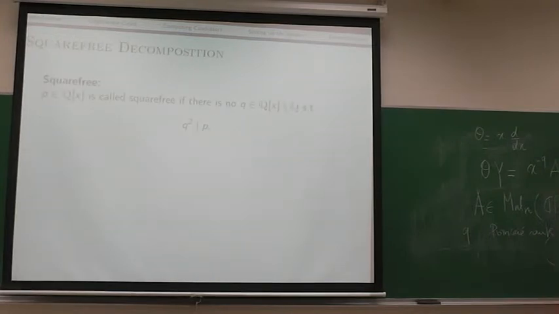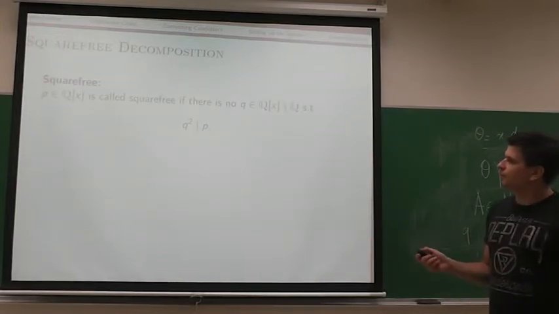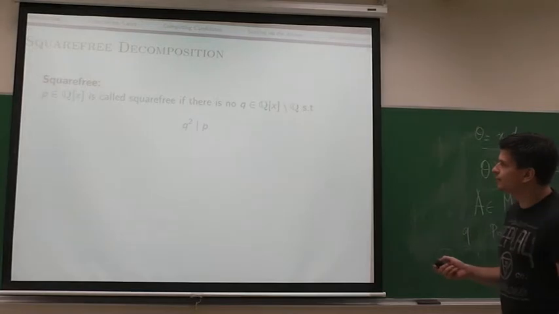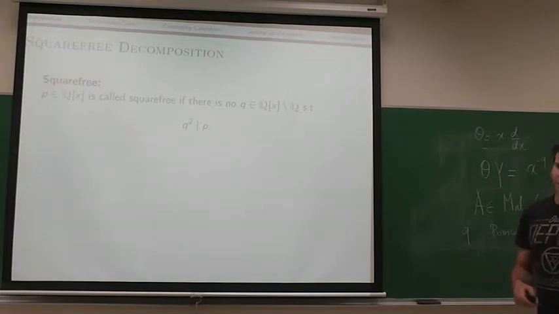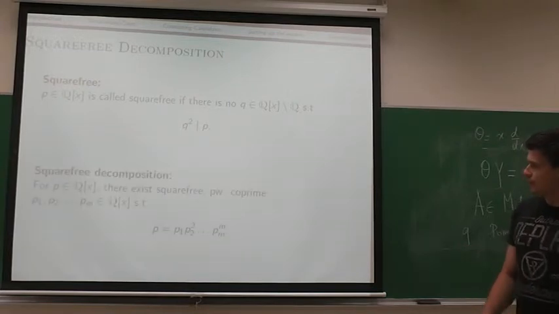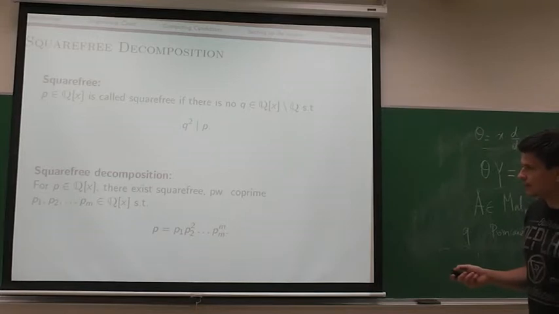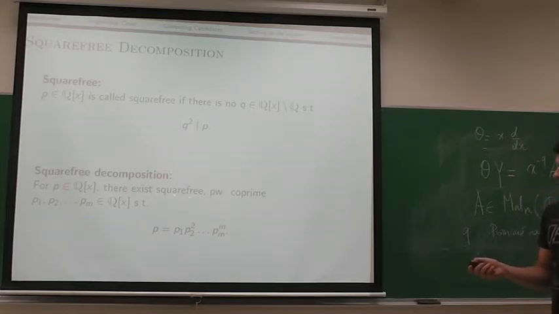So just to remind you what square-free means. We call a polynomial p square-free if there is no polynomial q, which is not a rational number, such that q squared divides p. And a square-free decomposition then looks like this. For every polynomial p, there exist square-free and pairwise coprime p1 to pm, such that p is of the form p equals p1 times p2 squared times p3 to the third, and so on.